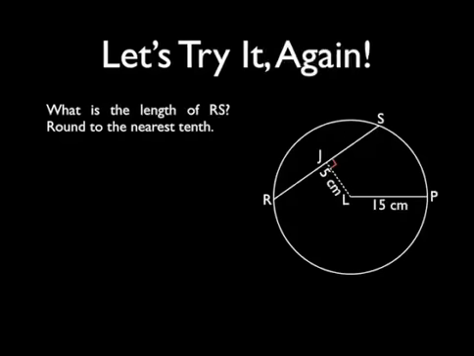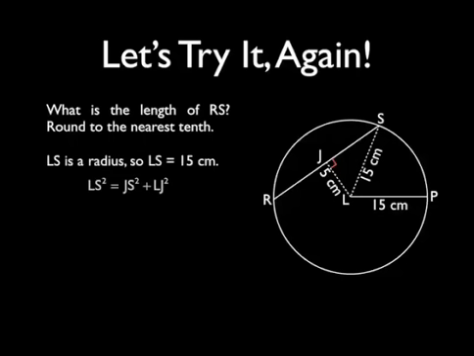Let's try this again. What is the length of segment RS? Again, round to the nearest tenth if necessary. So let me see here. Well, I think, judging by what we have done in previous problems, that we need a radius here. But a nice thing about this radius, segment LS, is it happens to be the same as the radius segment LP. All radii are congruent.